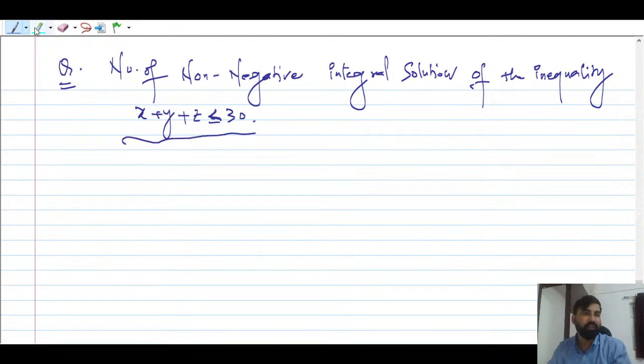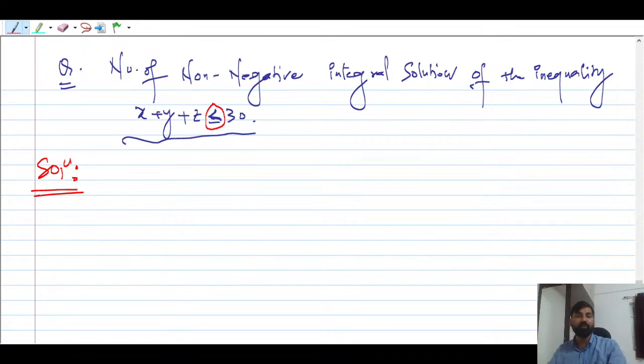There is an inequality that you have to always keep in mind whenever there is an inequality like this. So how do we apply that principle? That is very important to understand. In this case there is an inequality, x plus y plus z. There are 3 beggars and 30 coins. So you have to find the number of non-negative integral solutions of this inequality.